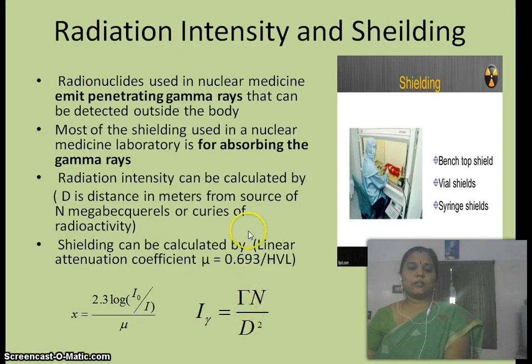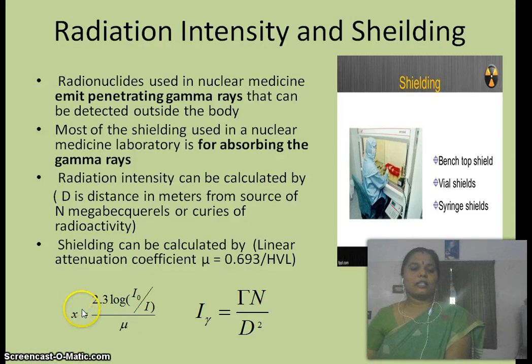Gamma is a constant for a specific radionuclide material, N is the source of the radioactive material, and D is the distance between the source and the patient. Here X is the thickness of the shielding, which can be evaluated from the intensity. This is the initial intensity, and this is the intensity after absorption. From the ratio of intensities, after taking the log multiplied by 2.3, we get mu, the linear attenuation coefficient.